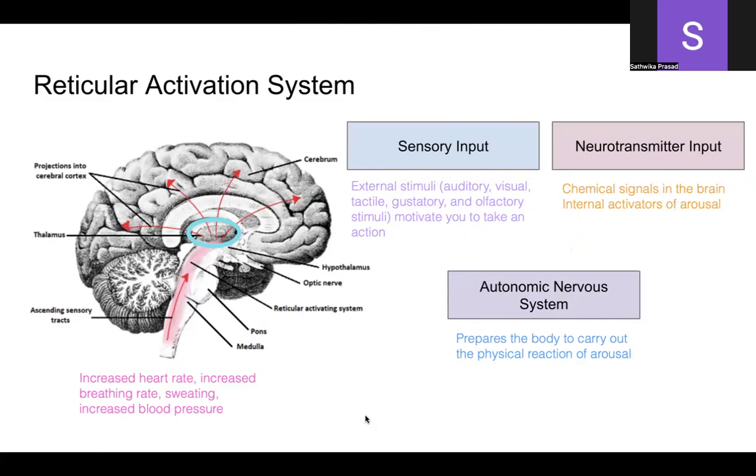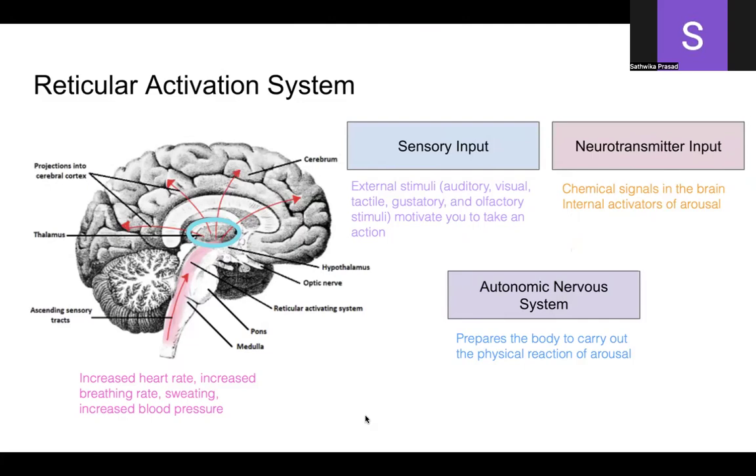Again, sweating, right? So as these changes are occurring, your body is constantly producing heat. In order to re-regulate your body temperature, your body is going to make you sweat so that you take out a lot of that heat alongside you. So that's why the reticular activation system is so important.